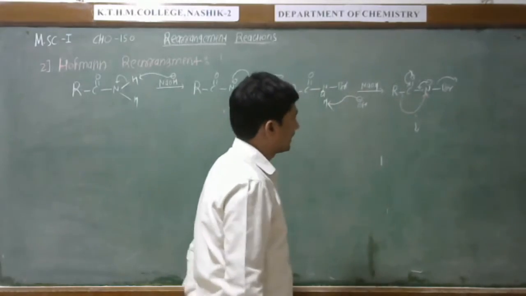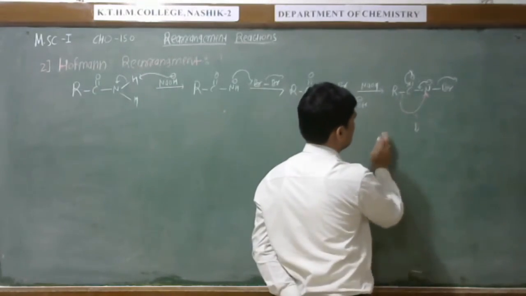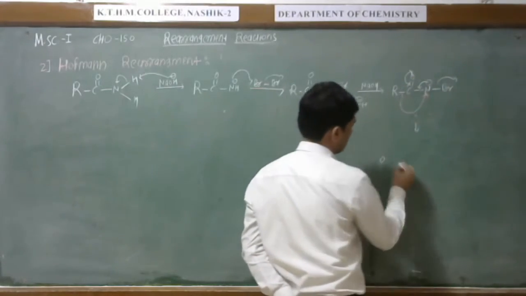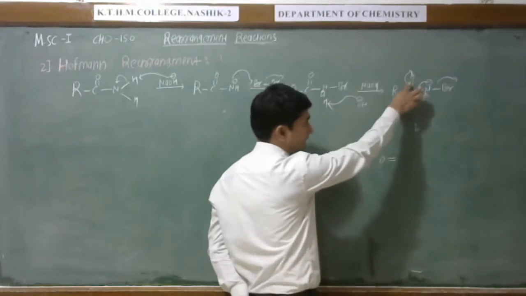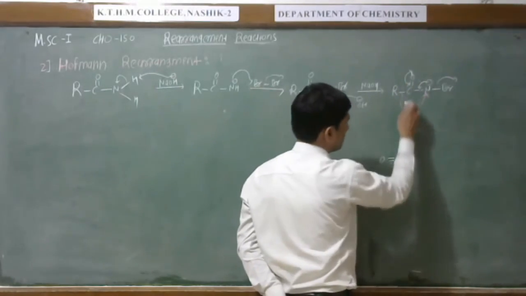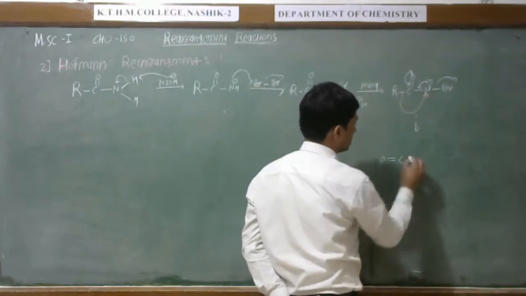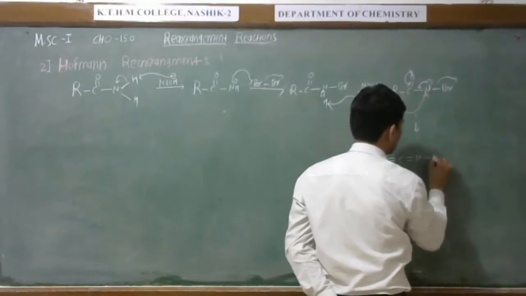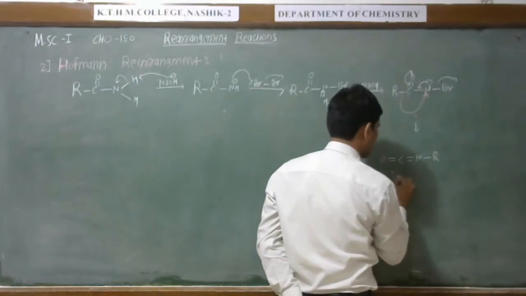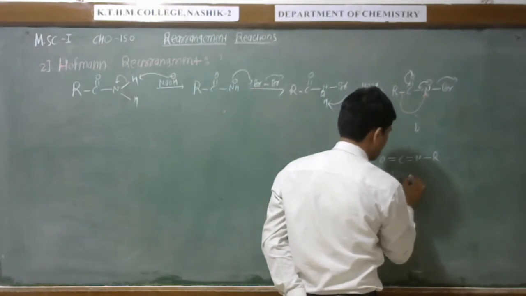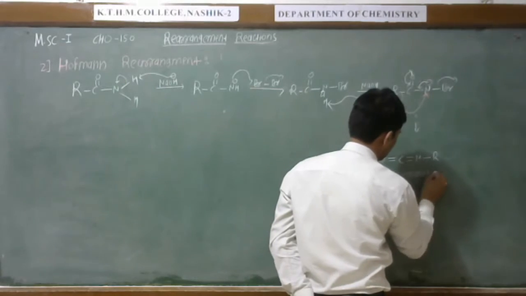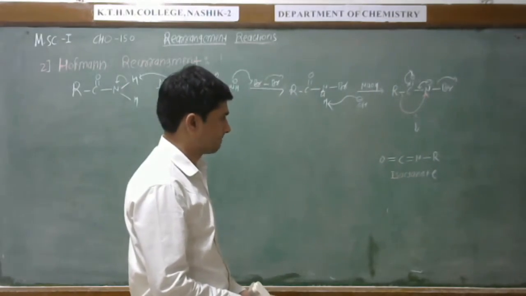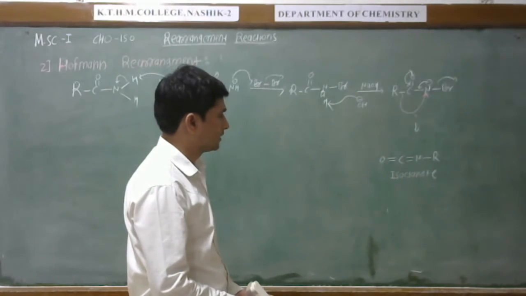So we can write from the mechanism: this is oxygen attached to carbon by a double bond. This carbon is attached to this nitrogen by a double bond. This nitrogen is attached to this R group. So this is the isocyanate intermediate.